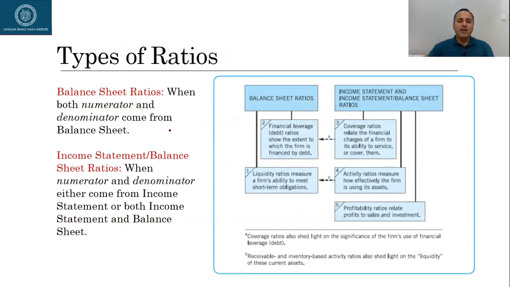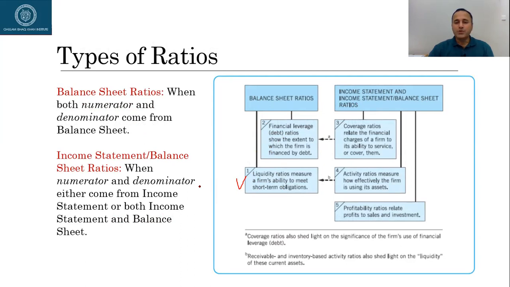Now, depending on the numerator and denominator, we can divide the ratios into two different types. One is balance sheet ratios. Whenever both the numerator and denominator are coming from the balance sheet, those ratios are called balance sheet ratios. For example, and I copied this figure actually from the book, liquidity ratios are purely coming from the balance sheet, all those accounting numbers. So that's why they are balance sheet ratios.